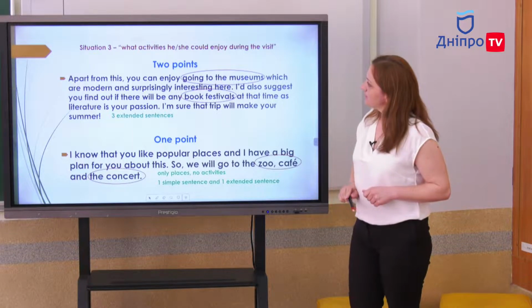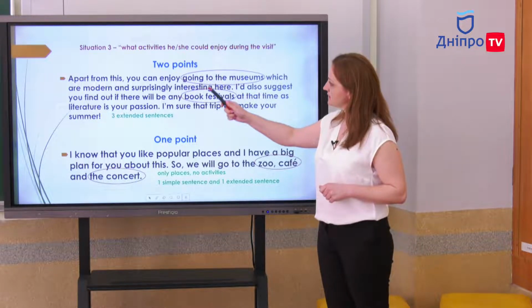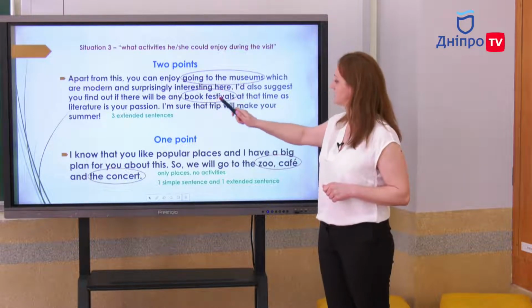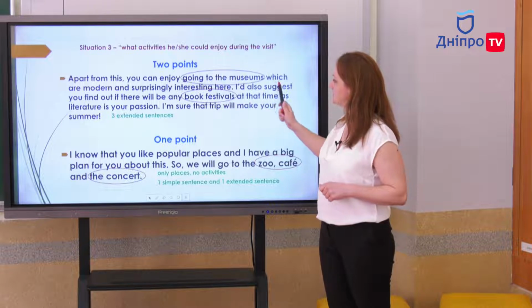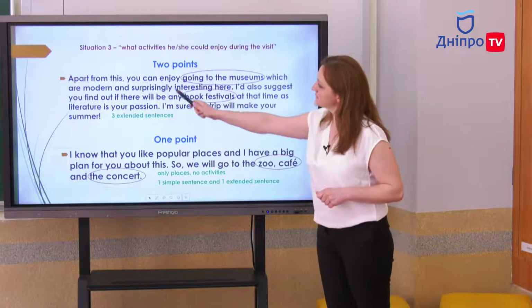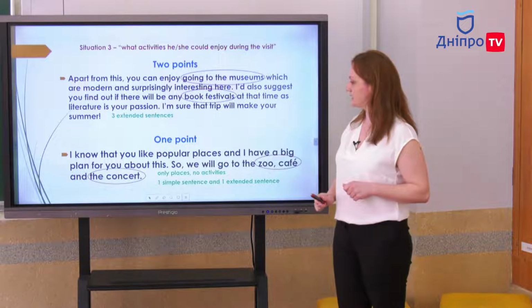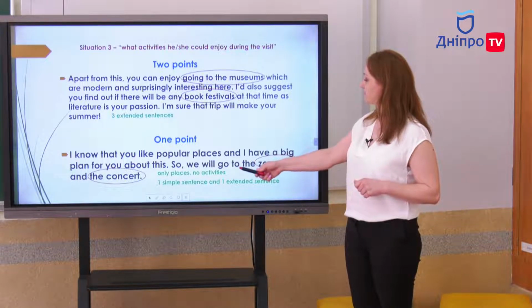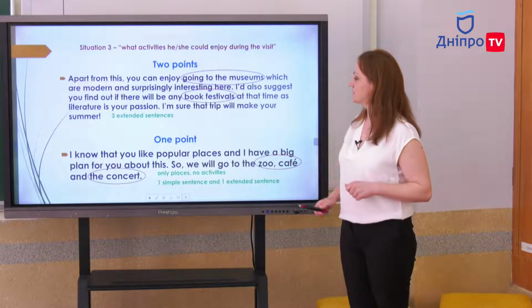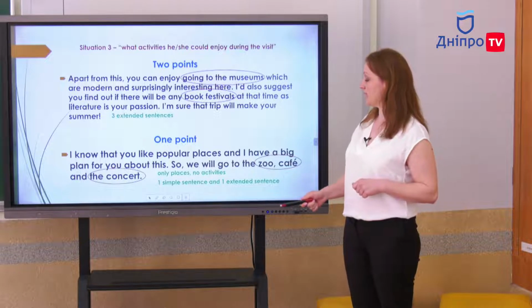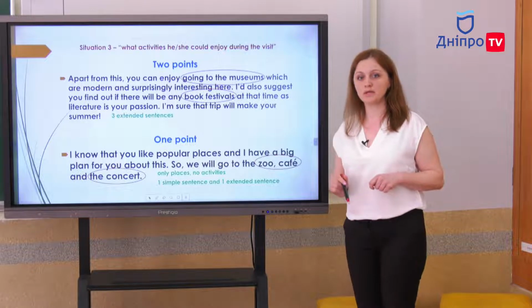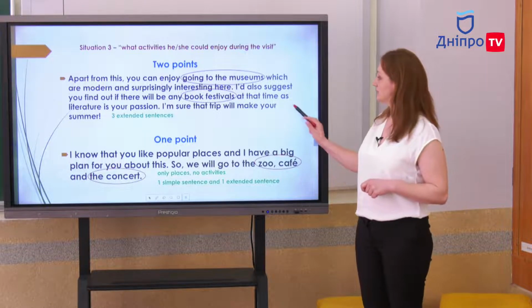And the third situation, the first example has 2 points because here we have such activities as going to the museums, book festivals, also a good explanation here, and 3 extended sentences. And the third has only 1 point because we have only 1 activity, go to the zoo, cafe and the concert, and only places are named here, and 1 simple sentence and 1 extended sentence. So be attentive when you read your task.